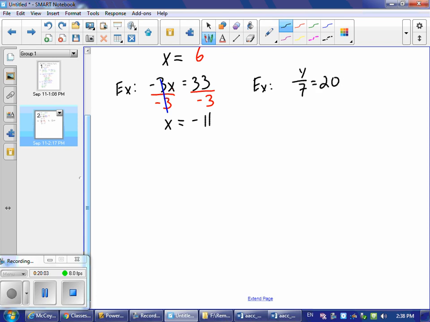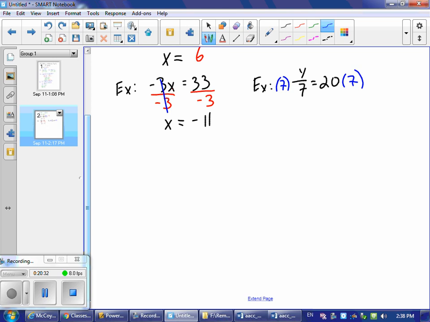Y divided by 7 equals 20. Now think about the way I just said that. I said y divided by 7 equals 20. If I want to undo division, I should really multiply both sides by whatever I'm dividing by. Well, I'm dividing by 7, so if I want to undo that process, I really want to multiply both sides by 7.